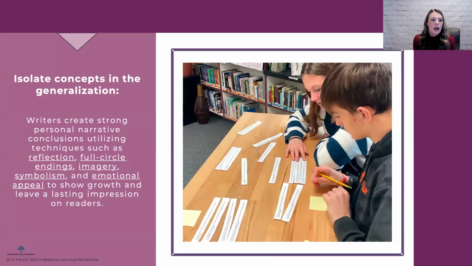So for my class, I made sure that the examples in the sort that students engaged in represented the concepts for my generalization. And again, I went quite micro with my concepts, quite specific, because if I didn't, it wouldn't be the appropriate level of specificity for my age of learner. That's really important. You always have to think, is this a new idea, new learning for my students? So I looked at reflection, full circle ending, imagery, symbolism, and emotional appeal. The examples on the students' table all show that in action.